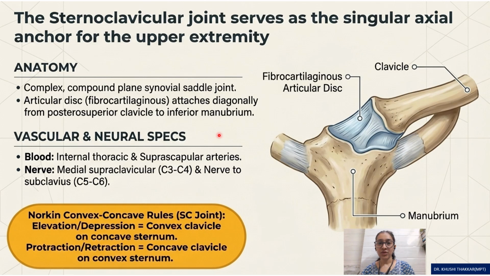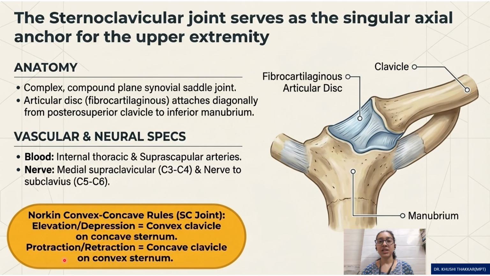The concave-convex rule: we will be discussing arthrokinematics in the upcoming lectures, but just a brief about it. According to the concave-convex rule we learned in the last lecture video, for the sternoclavicular joint, in elevation and depression, the convex clavicle surface will ride over the concave sternum, that is roll and glide will happen in the opposite direction. Whereas for protraction and retraction, the concave clavicle will ride on the convex sternum, that is the roll and glide will occur in the same direction.